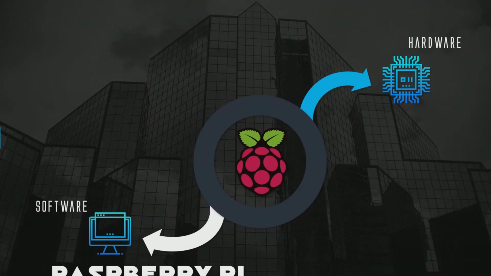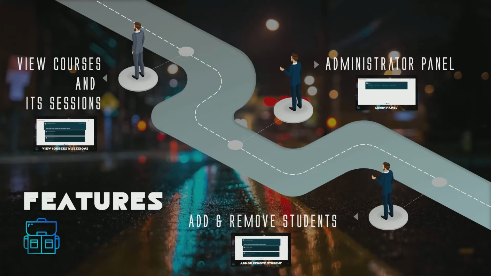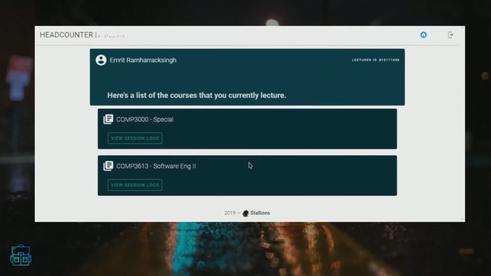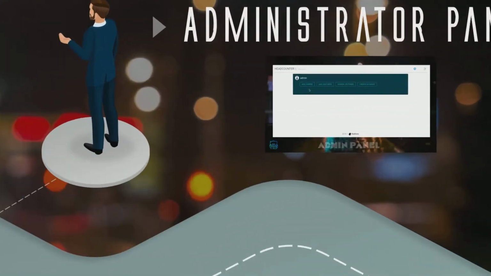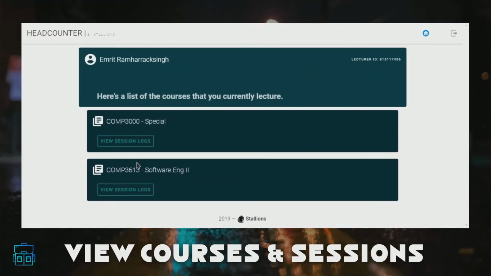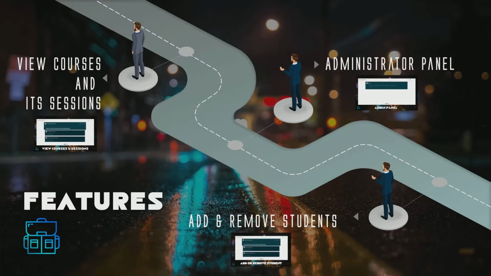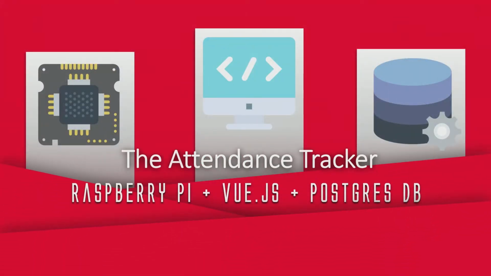The Raspberry Pi's interface was basically built with PHP, and the web interface that is available on the internet was built with the Vue.js framework. The Vue.js application was accompanied by an Express server, which allows the various API requests to and from the database. All data, including user data, lecturer data, and administrator data, was recorded using an online PostgreSQL database hosted by Heroku.